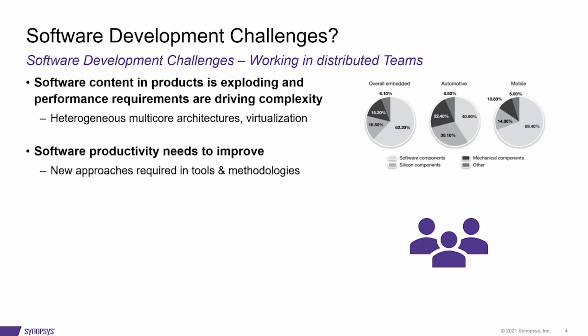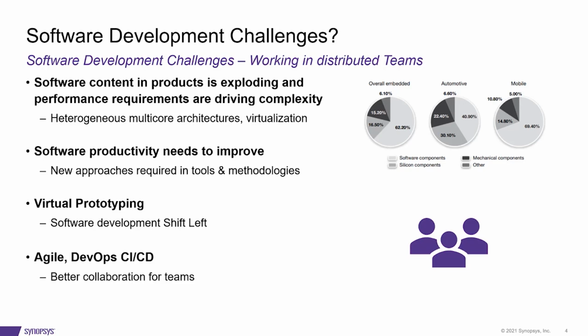The obvious conclusion from this is the need to ensure that software teams are as effective and efficient as possible. These teams are often geographically distributed, and even if they are co-located, they are likely to be working remotely today. To address this, many novel software development methodologies have been developed. Many companies have adopted virtual prototypes as a way of shifting left their product development, that is, starting development sooner.